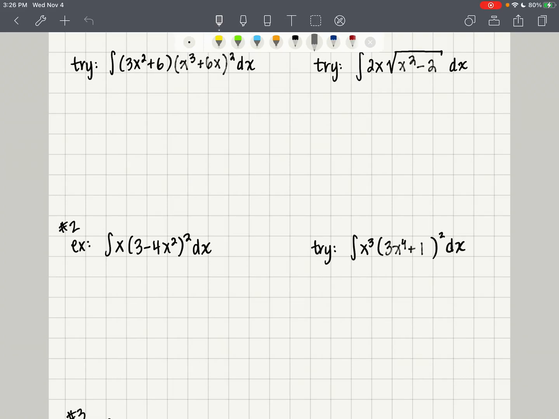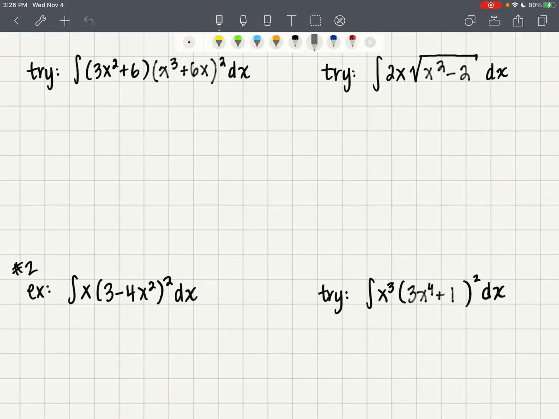So before we move on to some more problems, let's make sure that you've got it. So here are a couple of tries. See if you can identify which part of the function would be u, and then determine du, and see if you can find the integrals using substitution.